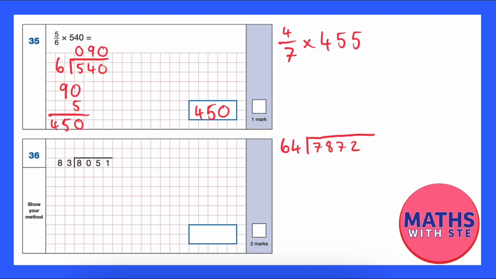Right, okay. Let's do this. So 83 goes into 8 0 times, and 0 times 83 is 0. And 8 take away 0 is 8. And then we bring down the 0, and that's going to be 80. And 83 goes into 80 0 times, and 0 times 83 is 0. And then 80 take away 0 is going to be 80. And then we bring down the 5. And then we've got 805. This is horrific. 805.